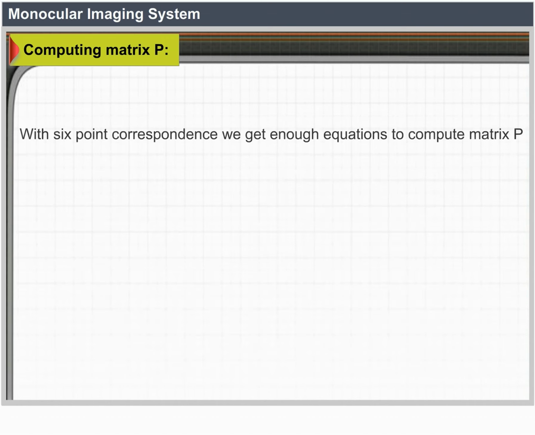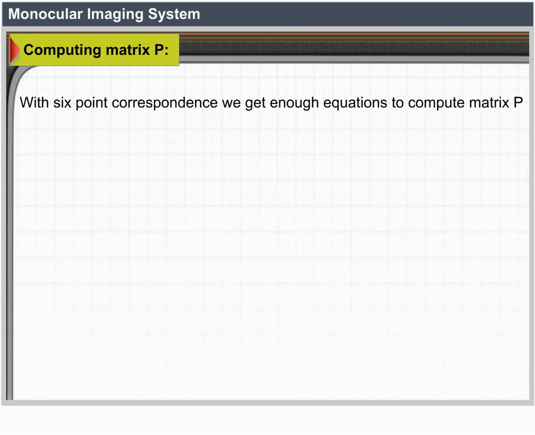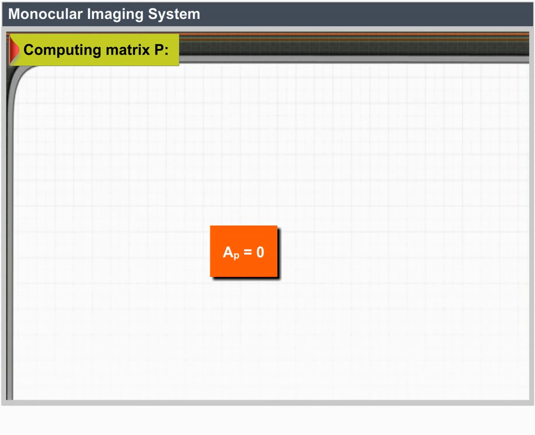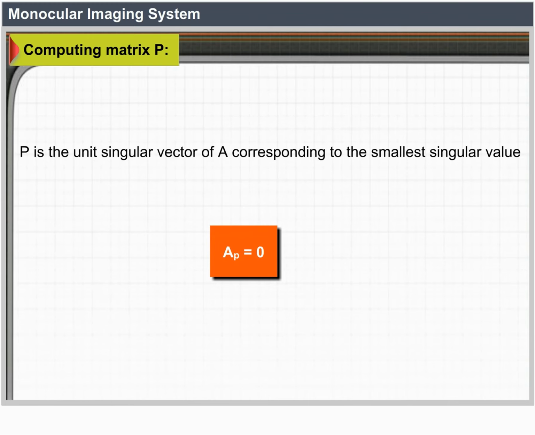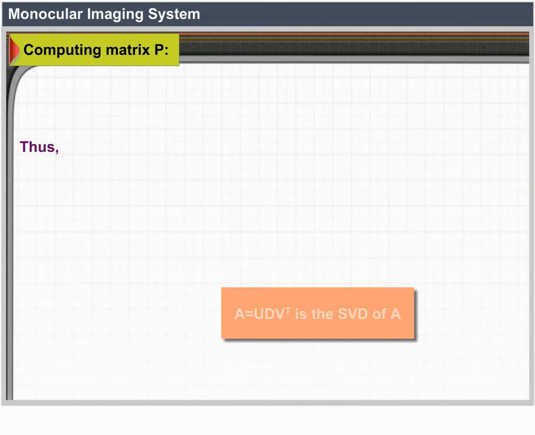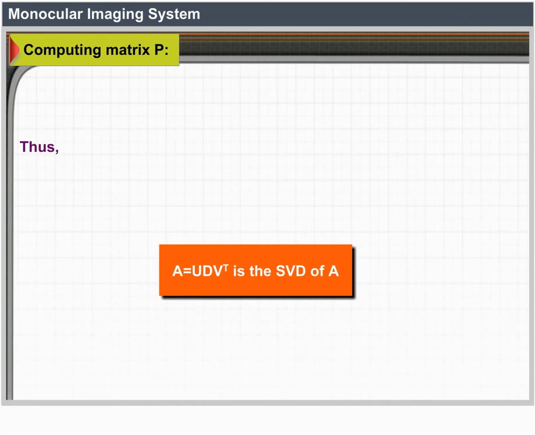With 6 point correspondences, we get enough equations to compute matrix P. AP equals 0: a linear system. When possible, have at least 5 times as many equations as unknowns. Minimize the norm of AP with the constraint that the norm of P equals 1. P is the unit singular vector of A corresponding to the smallest singular value. Thus, A equals UDV transpose is the SVD of A.